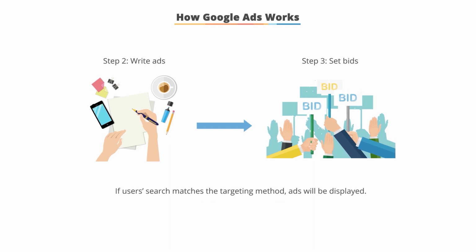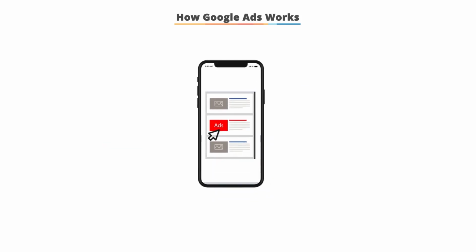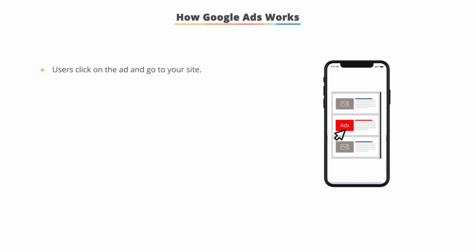Now, when someone does a search and it matches your targeting method, then your ad can be displayed. So if the user looks at your ad and says, "Yep, that's what I'm looking for," and the user clicks on the ad, they go to your site. Now, at that moment is when you pay for the click, or for any action that can happen from an ad directly, such as calling your company.